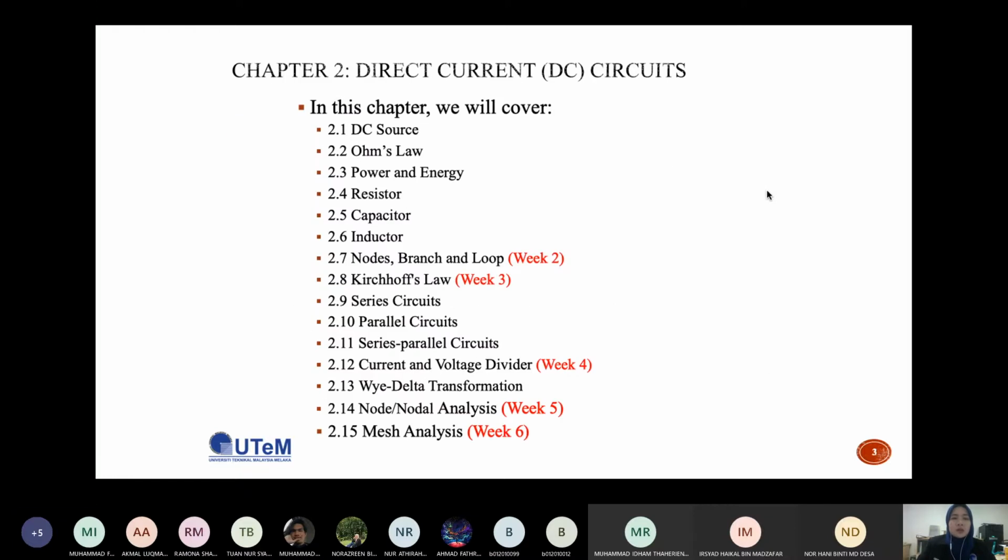This chapter consists of 15 subchapters. If you refer to this slide, you can see that for week 2, which is this week, we will cover from 2.1 until 2.7. Then for next week, we will cover 2.8. Week 4 will be covered from 2.9 until 2.12. Then week 5, we will cover 2.9 until 2.14. And week 6, we will cover 2.15. So for this whole chapter, we will cover it in 5 weeks in total.